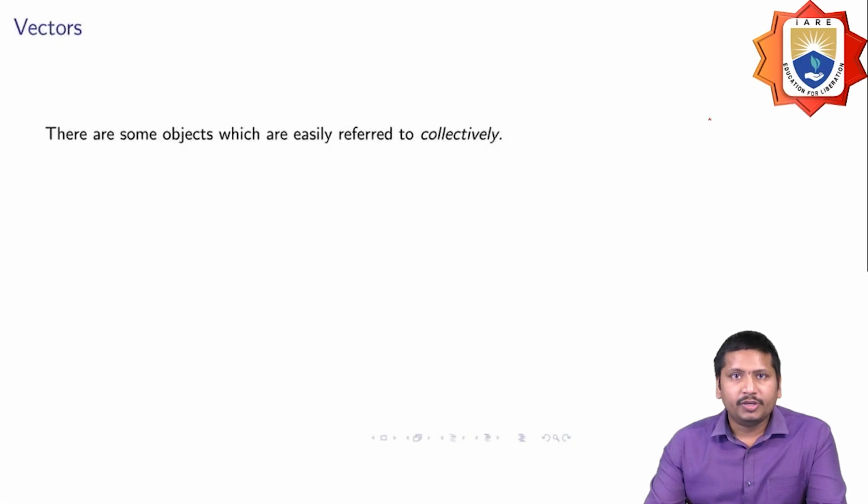In this video, I'm going to discuss the basics of vectors and then matrices. The very first thing is the vector. A vector is sometimes referred to as objects which are easily referred to collectively.